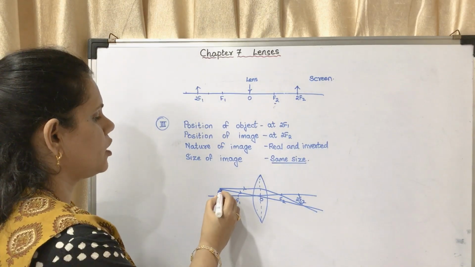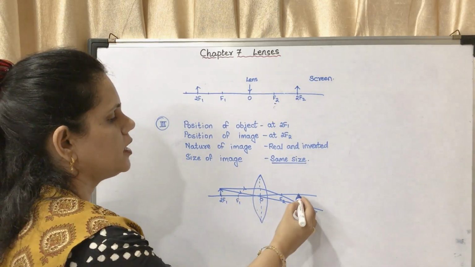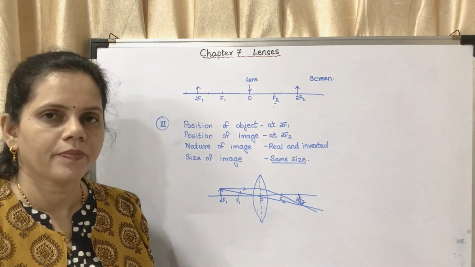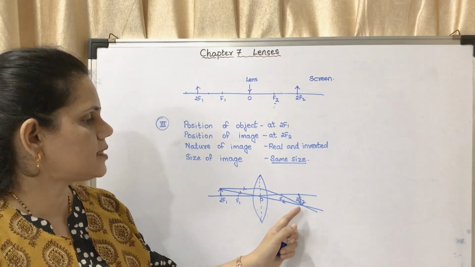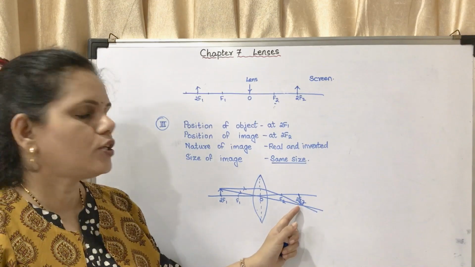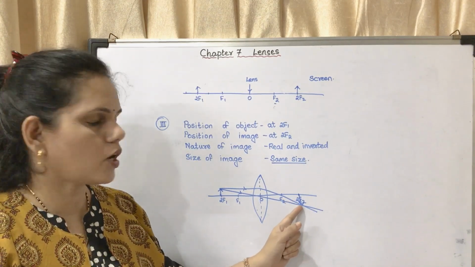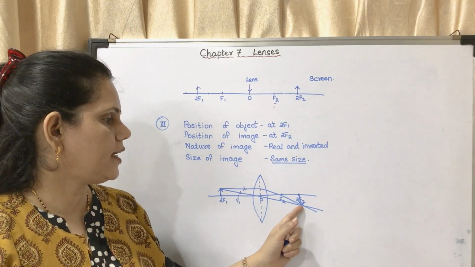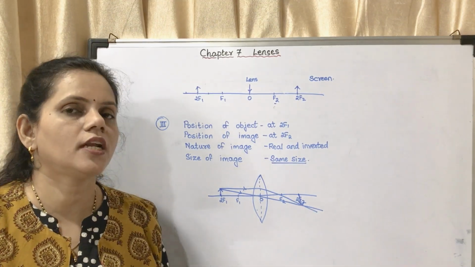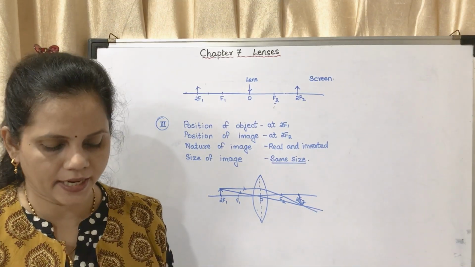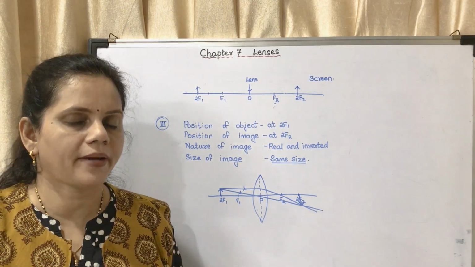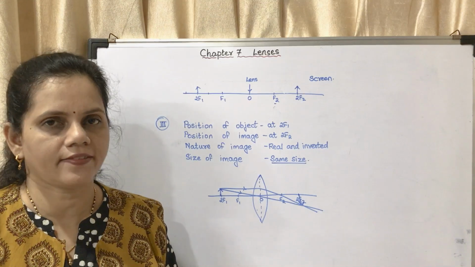That means if you are drawing this 2 lines above, this also will be 2 lines downwards, inverted. Okay, so this is said to be at 2F2. You have to cross the lines here only. You have to get the crossing here only. Okay, then only your diagram will be correct. It will come to you by practice. You have to practice it several times.